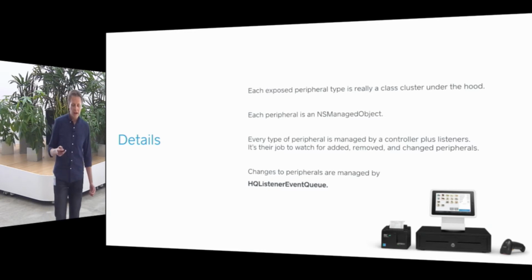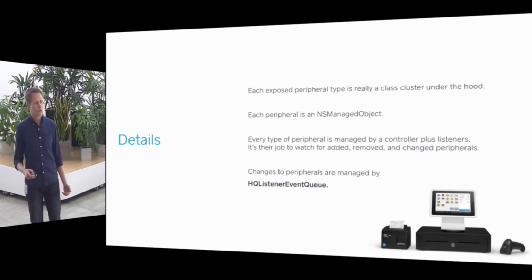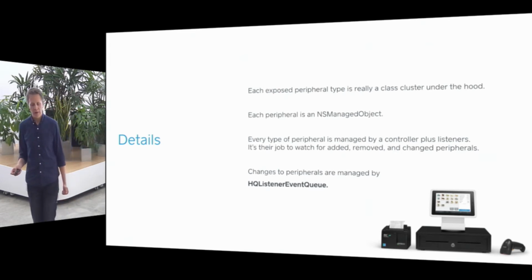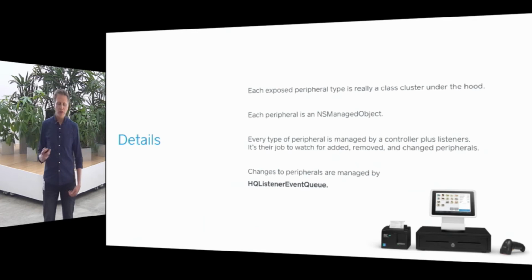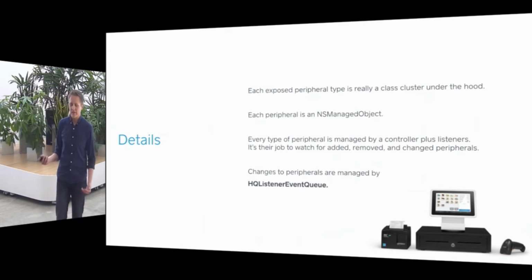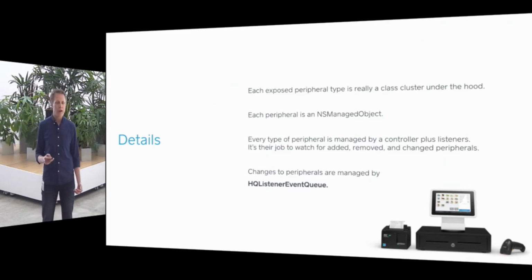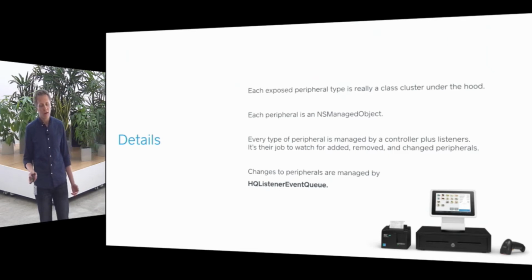Each peripheral is managed by a controller plus listeners. There's a controller per peripheral type and a listener per peripheral type plus interface type. So for example, you'd have a printer listener, and then you'd have a Wi-Fi printer listener, a Bluetooth printer listener, et cetera. It's the listener and the controller's job to watch for changes and notify the rest of the system about added and removed peripherals or changed peripherals.